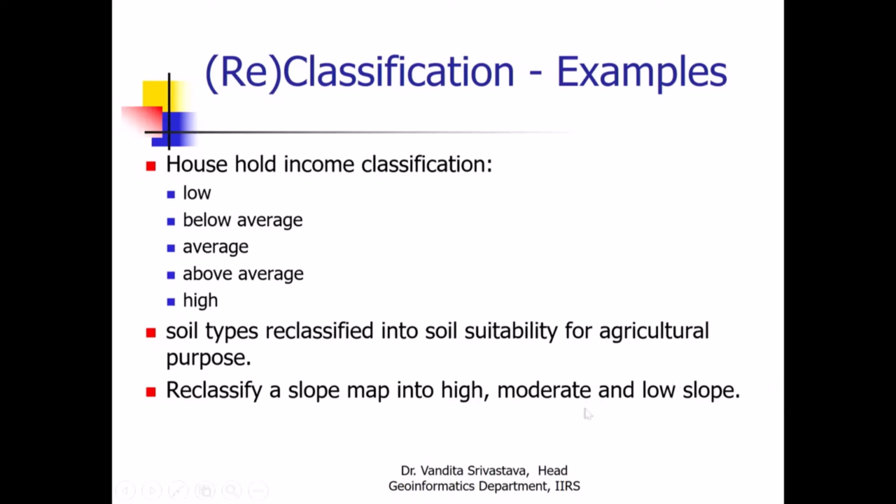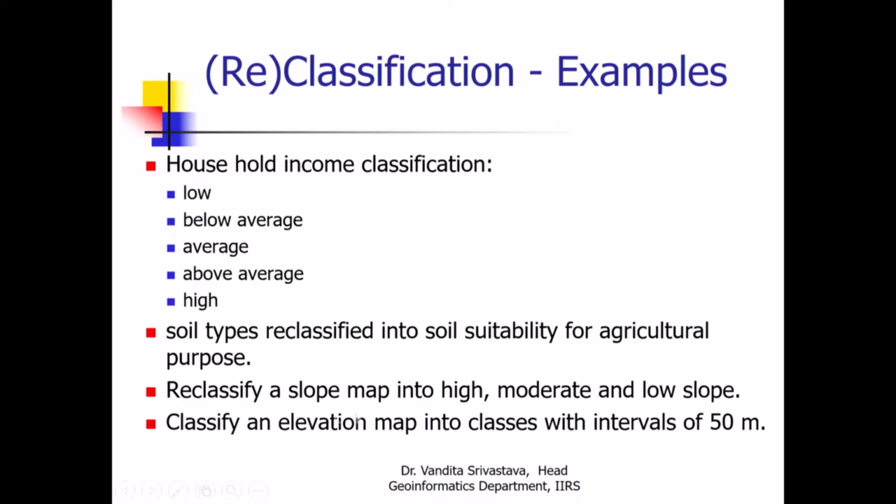If you require more number of classes, you could again do the same thing: the high, the above average, average, below average, low altitude or height or slope. So you can make your own classification scheme based upon your purpose of study. And you can also classify an elevation map with the interval of 50 meters or so. So what is the basic purpose of your study? That will decide what will be the classification scheme.